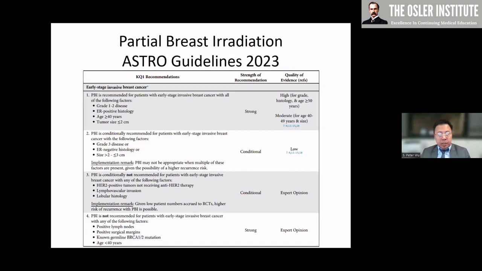It wasn't put out front in the previous guidelines. It was in the longer supplementary material, but now it's put up front: age less than 40 years. So if a young woman has not been tested for BRCA, make sure to test her before giving partial breast.